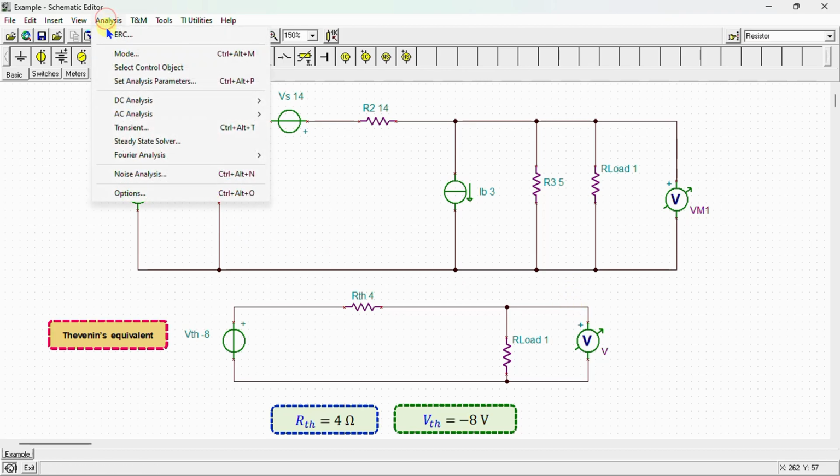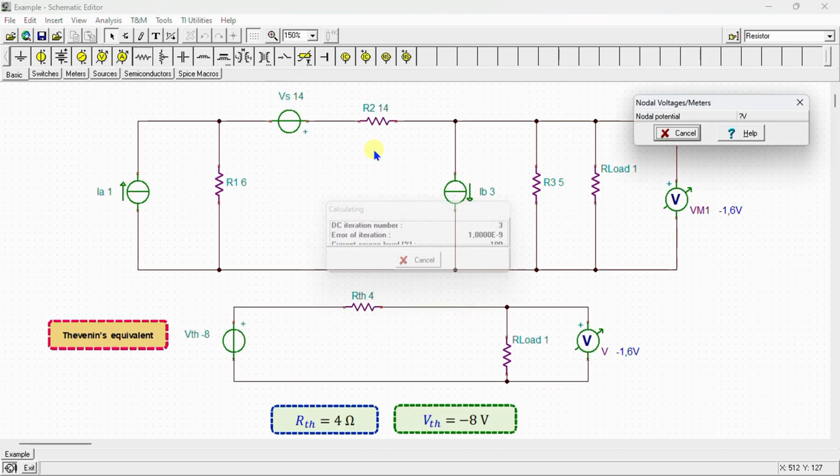I will go to Analysis, DC Analysis, Calculate Nodal Voltage. We can see here that the voltage across the load resistor is equal to negative 1.6 volts in the original circuit and is equal to negative 1.6 volts in the equivalent Thevenin circuit. Upon simulation, we can observe that the two circuits have identical behavior when we connect a load between terminals A and B. This outcome confirms the accuracy of our calculation.